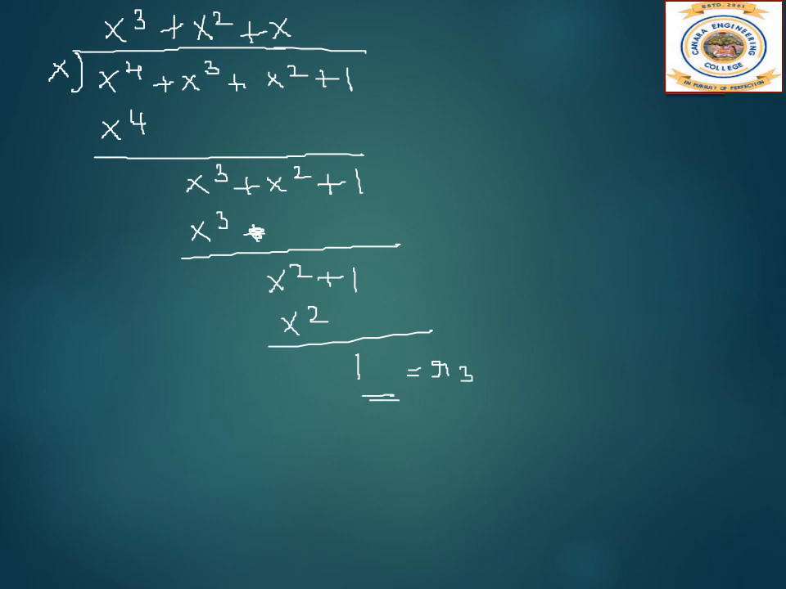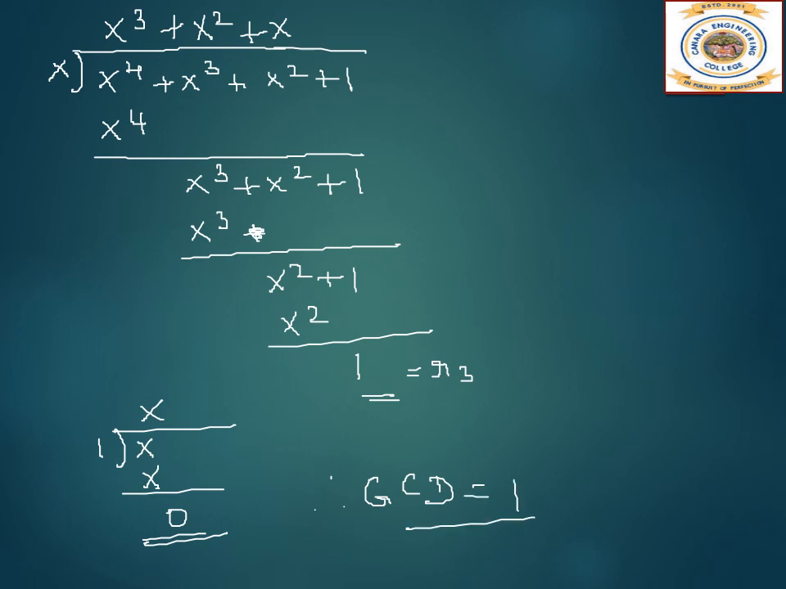So let me continue the next division process also. Now here I have to divide x by 1. So here I need x and x, so I get 0. Therefore, what is the GCD? GCD for this is 1. Therefore, we know that multiplicative inverse exists for this. So next, now we have to write this R3. Okay, we have to find what is the remainder. 1 is equal to.